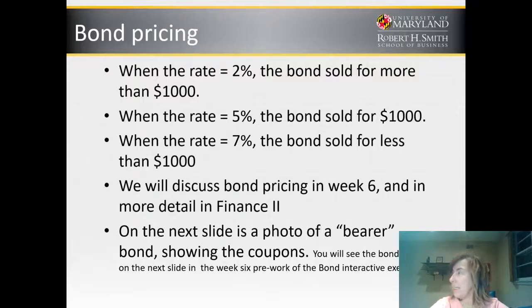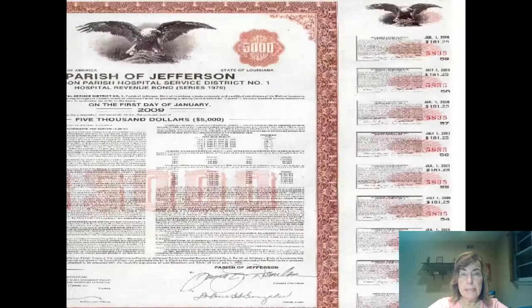On the next slide is a photo of a bearer bond showing the coupons. So you can see this is a bearer bond. It's also a municipal bond. It matured in 2009, and you can see I took a photo of this. It was a bond I actually owned, and every 6 months I would take the bond to the bank and cut out this coupon, and I would get $181.25. And then in January 2009, I got back my principal of $5,000. You're going to actually use this bond in an interactive exercise and price it.